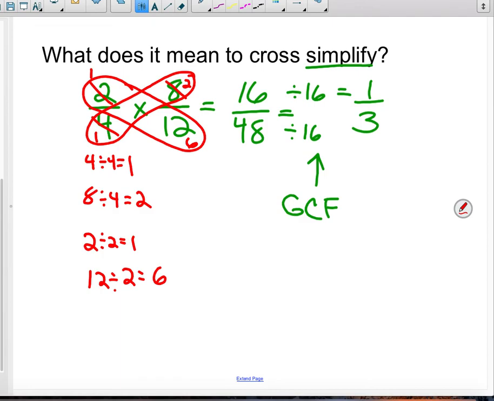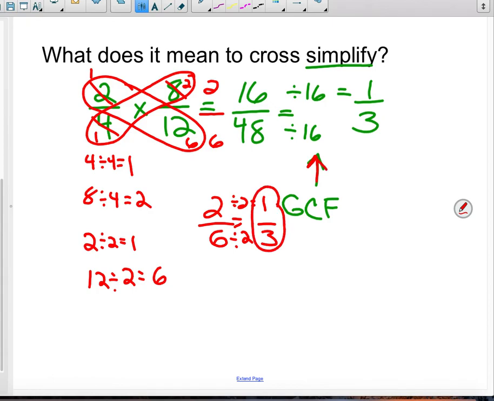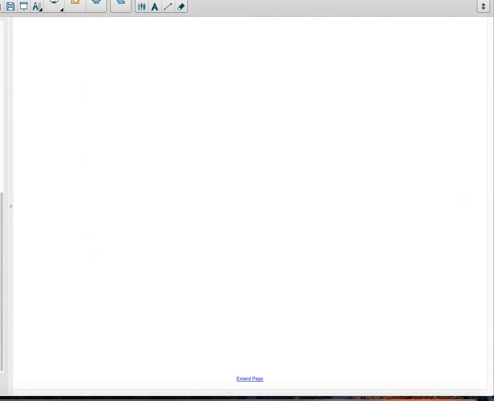So 1 times 6 is 6, and 1 times 2 is 2. And so we end up with a fraction of 2/6, which is still not simplified. But this is a lot easier to simplify down into simplest form if we divide by 2 and we get 1/3. And so rather than trying to figure out the GCF, a lot of times we can pre-simplify by doing this cross-simplifying. We'll give you another example that you can try on your own right now.